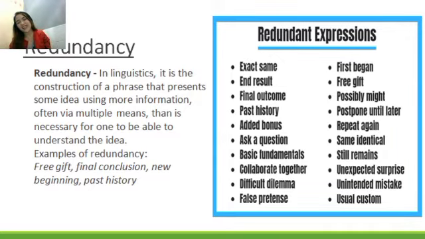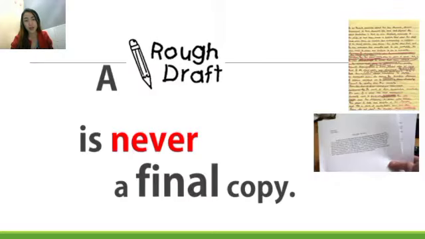So, ito yung mga redundancy. You have to avoid it. We have exact same, end result, final outcome. Ito yung added bonus, basic fundamentals, basic na nga, fundamentals pa. Collaborate together. Collaborate na nga, nagto-together pa, diba? Difficult dilemma pa. False pretense, so usual, free gift, first begun, repeat again. So, yun yung mga commonly na nakikita natin, di ba? So, we have to avoid this one.